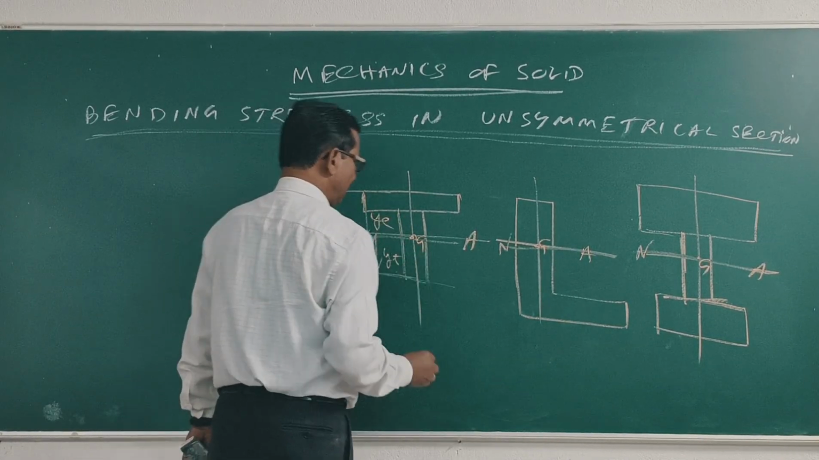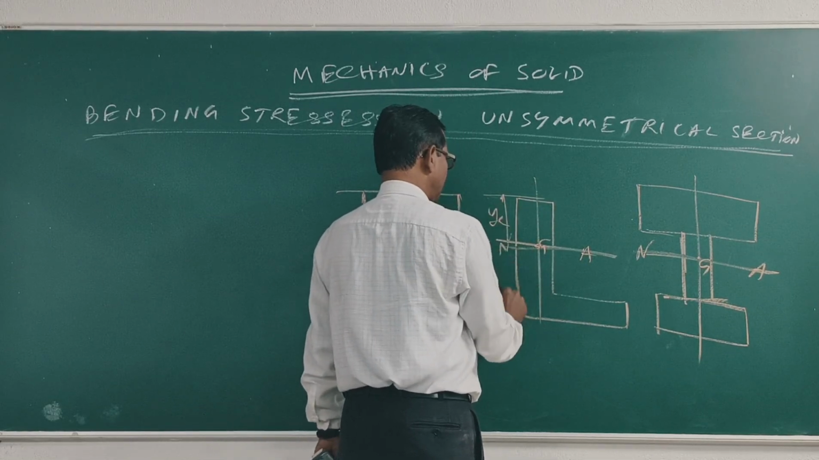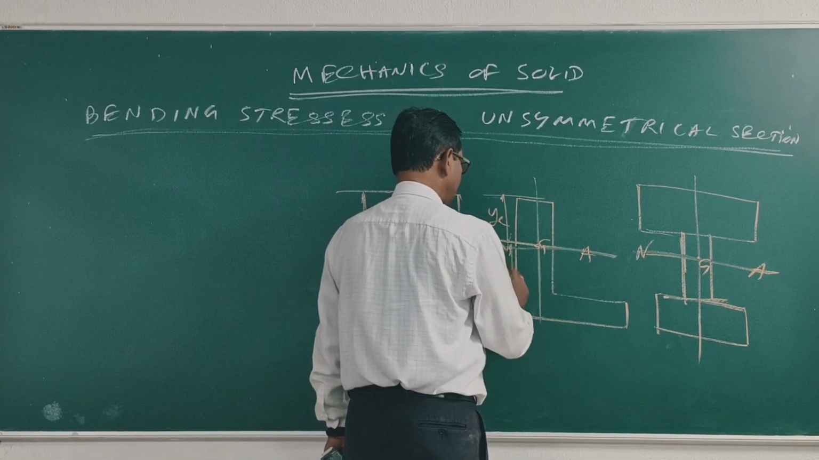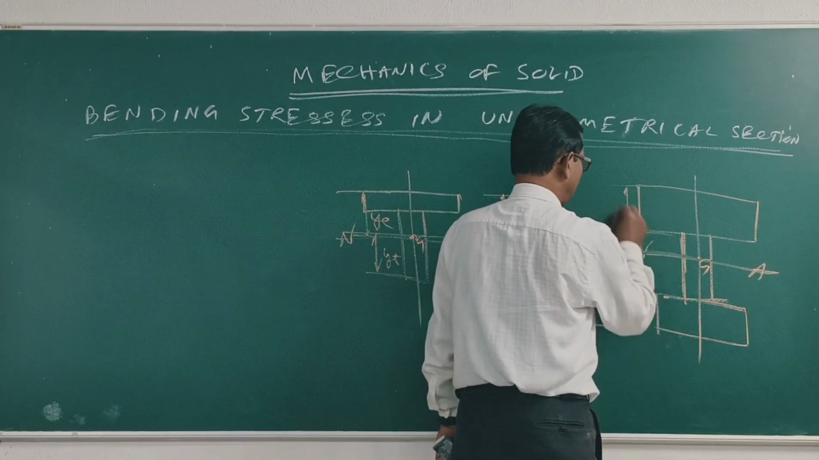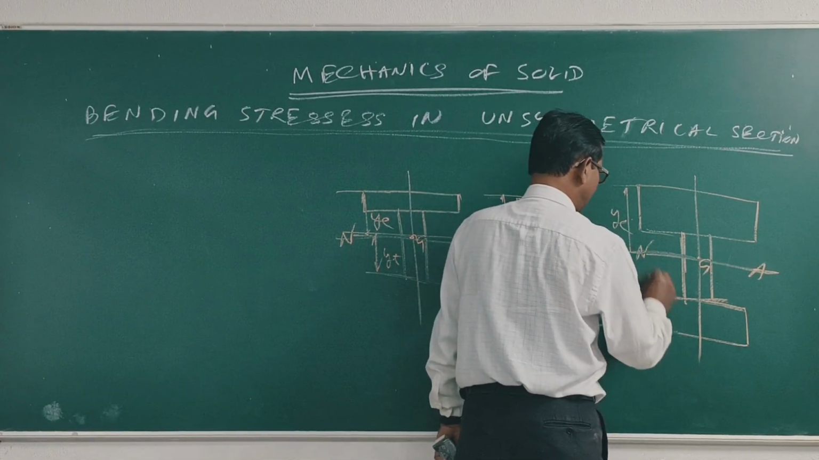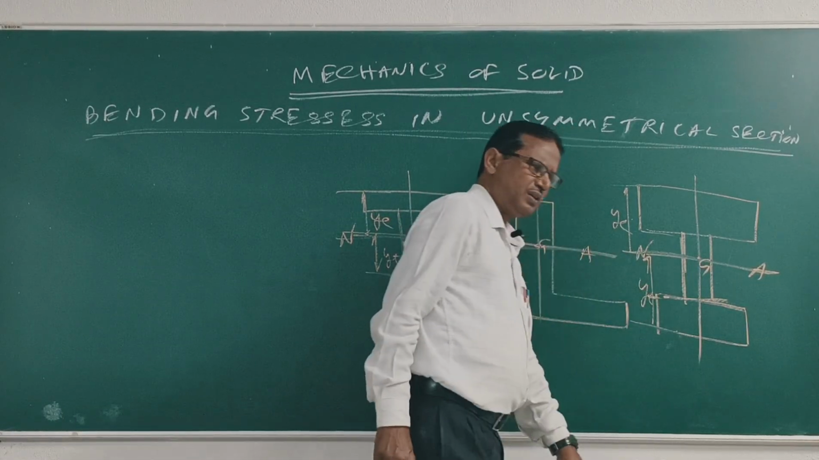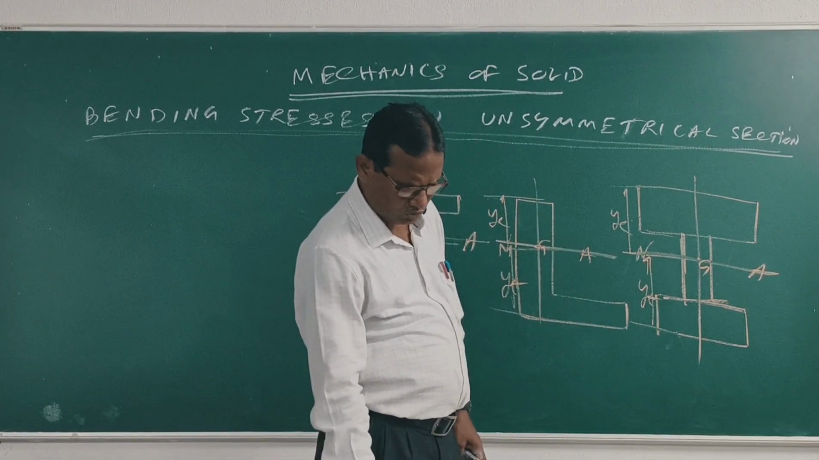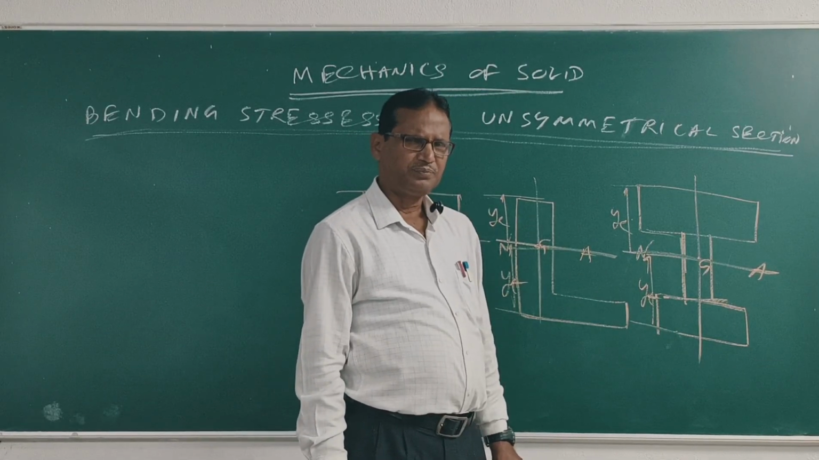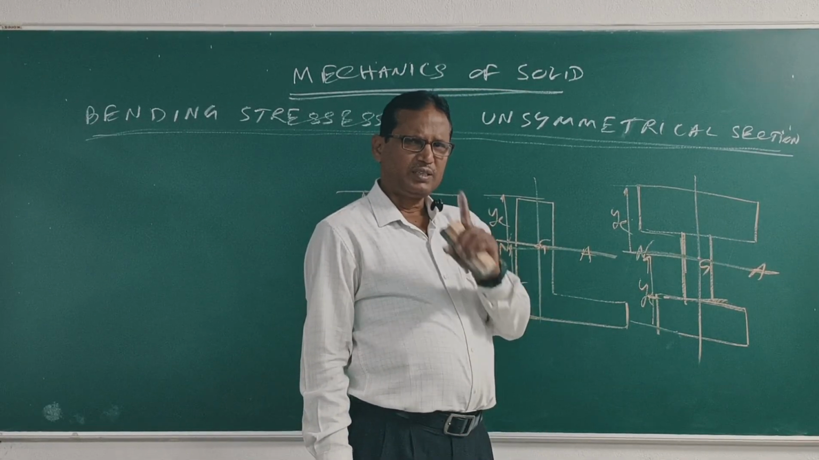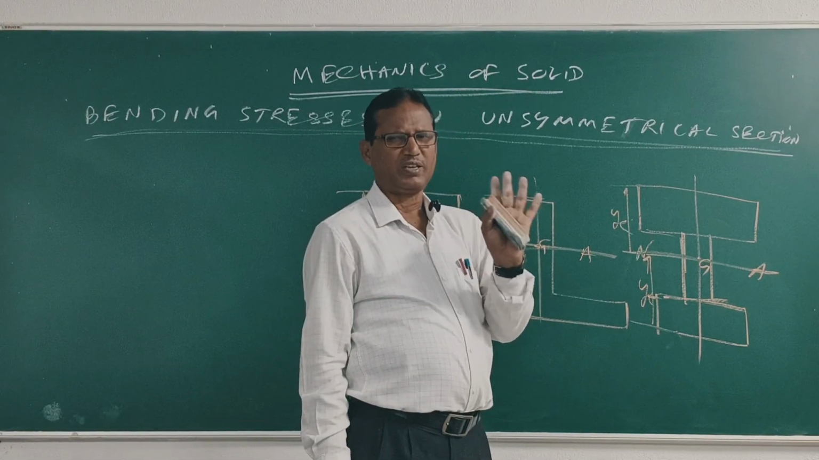So here also, suppose this is YC, this is YT. Here also suppose this is YC, this is YT. Clear? First find out y bar, then YC and YT. Take the bigger value of YC and YT as y.